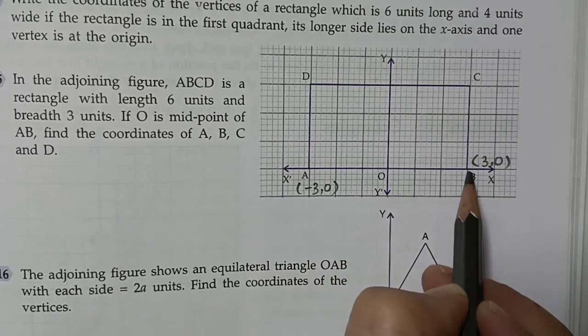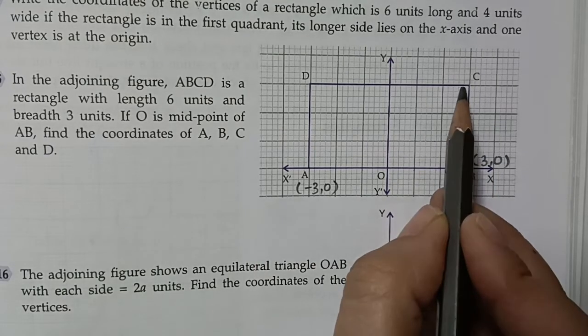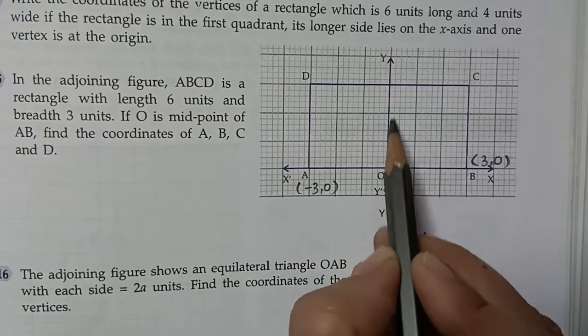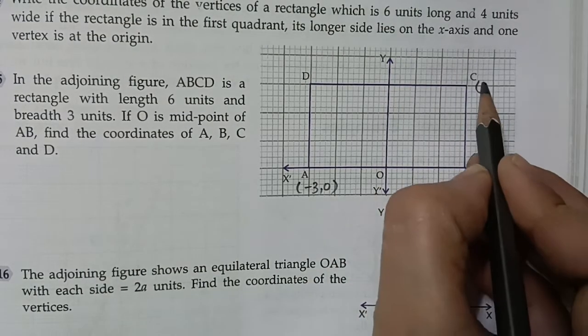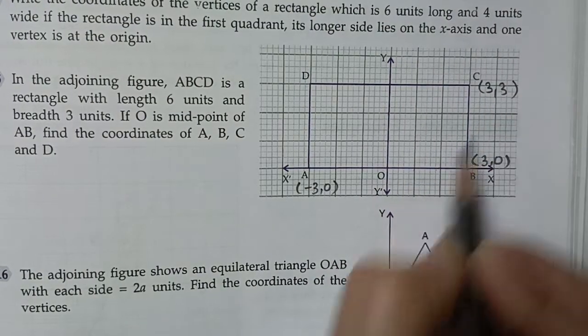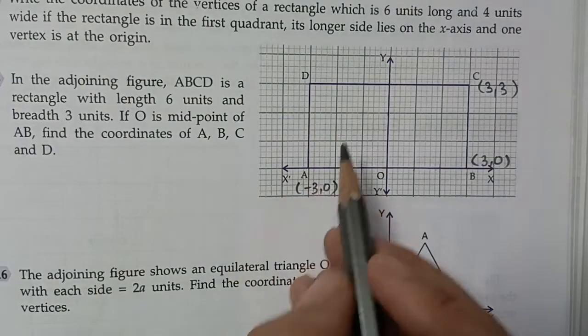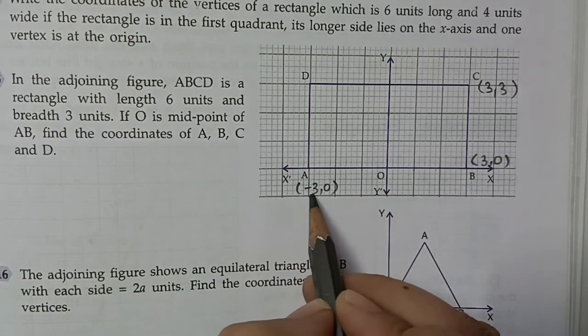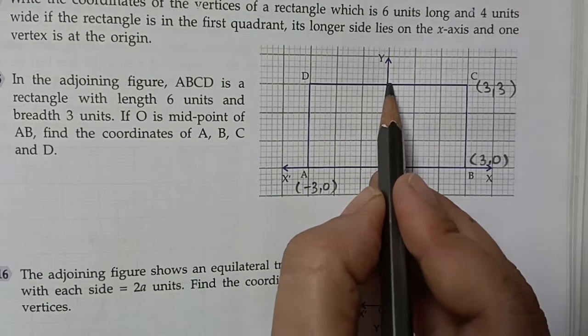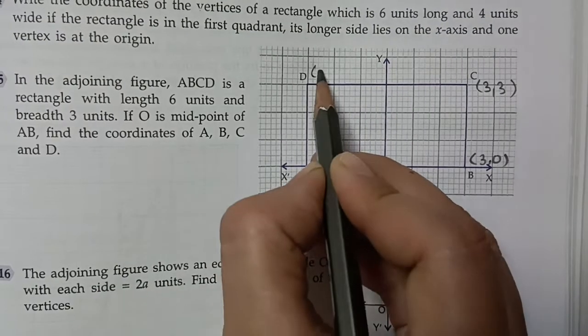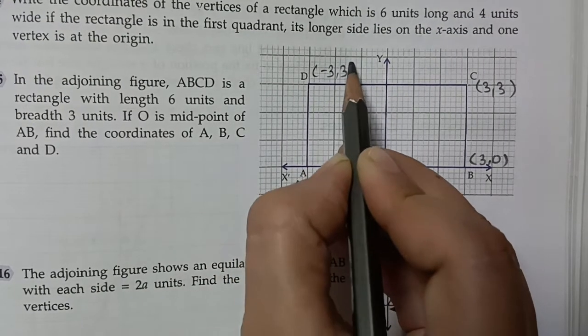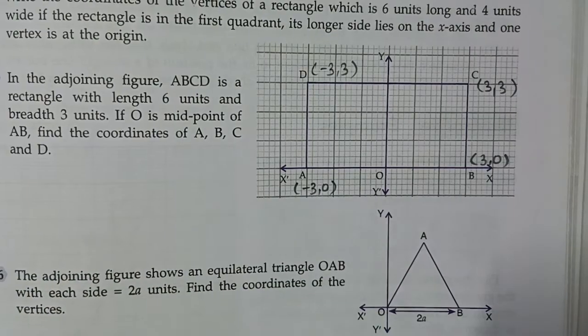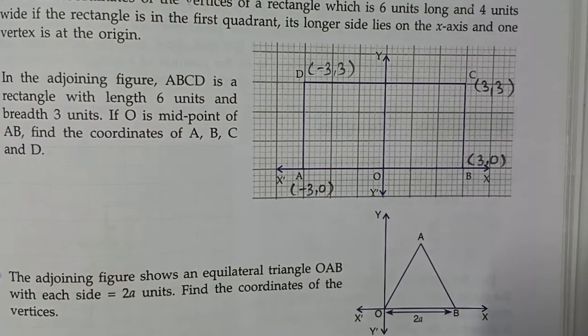For C, the x-axis reading is 3 and the y-axis reading is 1, 2, 3. So this will be 3, 3. For D, the x-axis reading is -3 and the y-axis reading is 3. So -3, 3. Only these 4 points you have to tell.